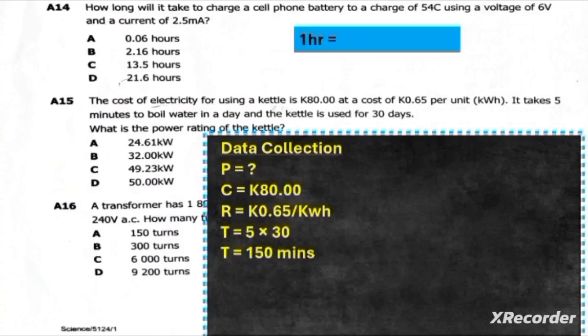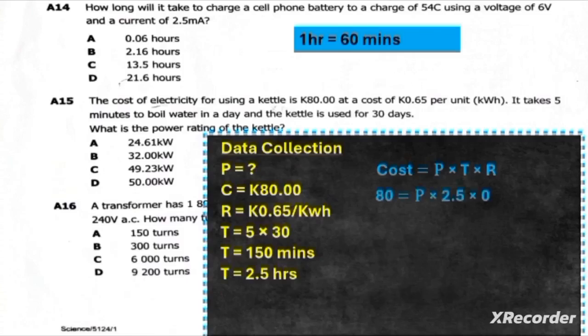We convert 150 minutes to hours. We are going to get 2.5 hours or 2 hours 30 minutes. Then we are going to bring this formula. We are going to say cost is equal to power times time times rate.